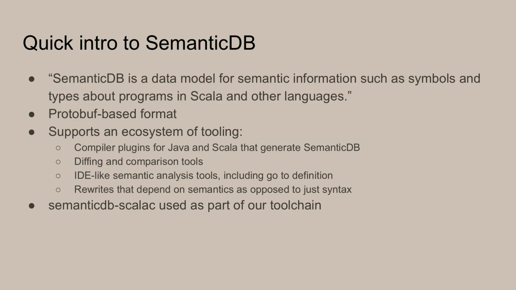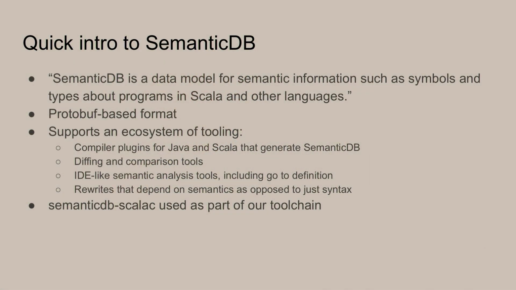One part of the solution we had is SemanticDB. SemanticDB is a data model for semantic information, such as symbols and types, about programs in Scala and other languages. It's a protobuf-based format, and it supports an entire ecosystem of tooling. We have compiler plugins for Java and Scala that produce a SemanticDB. We have tools that operate on it, diffing and comparison tools, like the ones that I was writing. And we also have IDE-like semantic analysis tools.